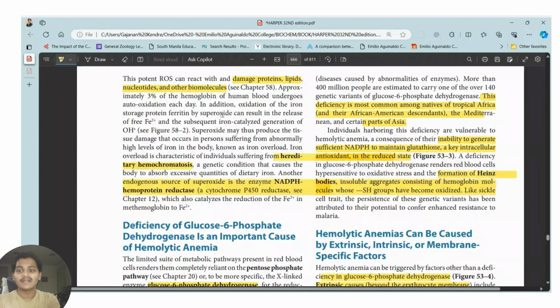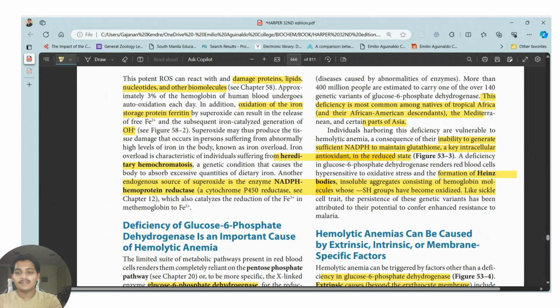These are vital for our body. Another effect of the oxidation of iron is that the iron storage in our body, known as ferritin, gets oxidized by the superoxide, which results in the formation of Fe2+, that is the good molecule. But while catalyzing this reaction it forms OH free radicals. These free radicals are again harmful for our tissues and can damage our cells. Superoxide may also result in tissue damage, as I told you already.